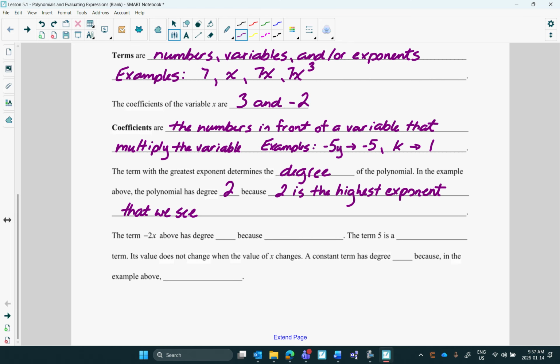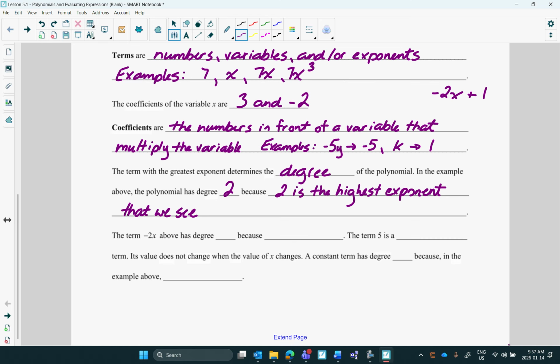What happens though if, let's say, you didn't see an exponent? Like if I just gave you one, you don't have to write this down, that looked like this. What would be the degree of this term? That's the coefficient. Coefficient is -2. X is the variable.